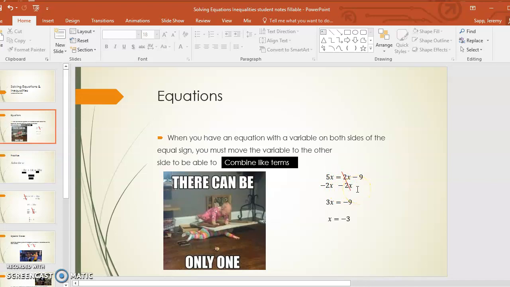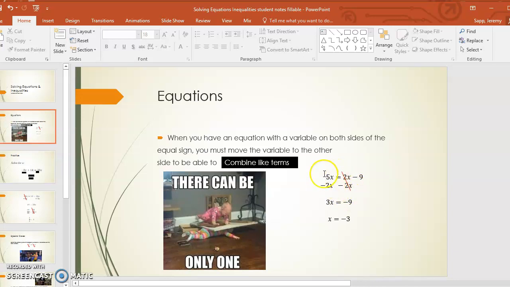Now, it does not matter. You could move the 5x to this side and you'll get the same exact answer. But it's just easier for me to move the smaller number because you're not dealing with negatives. So again, I move this 2x, and how you move something in math is you do the inverse operation. Right now you have 2x, so it's a positive 2x. When you move it, you need to subtract 2x to both sides.